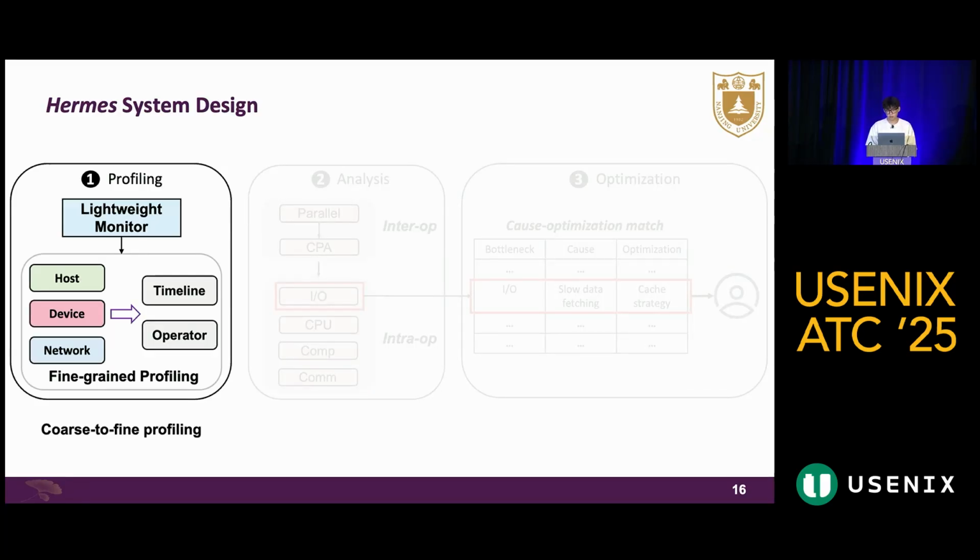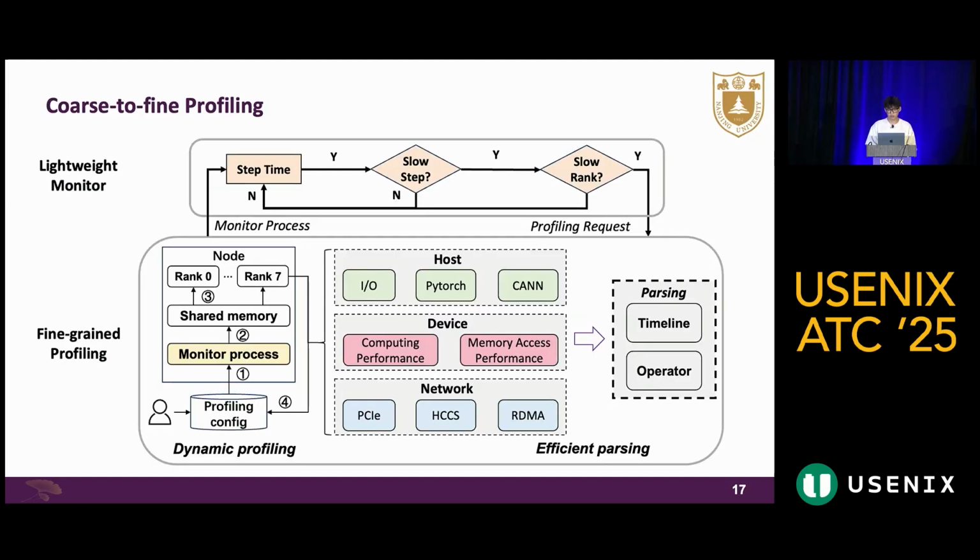First, let me describe the profiler in detail. To balance detail and overhead, Hermes uses a coarse-to-fine profiling mechanism. It starts with a lightweight monitor to detect performance fluctuations. Once a slowdown is detected, fine-grained profiling is dynamically activated only for problematic areas. Gathering detailed data without interrupting training, combined with efficient parsing, the overhead of our profiling process is very low.